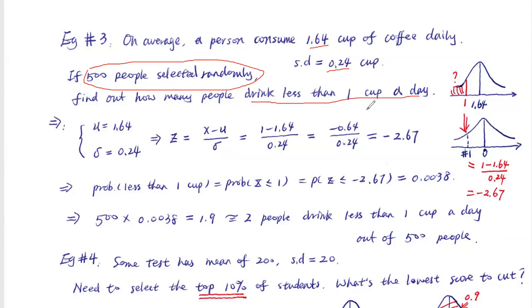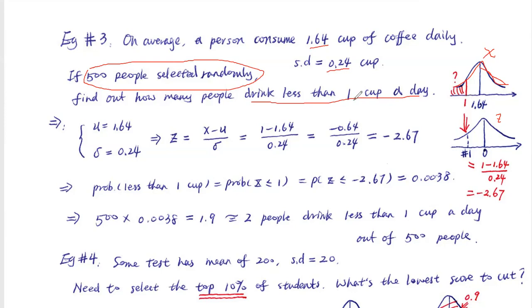So remember, whenever we deal with this probability question, always draw 2 bell-shaped curves, okay? Always draw that. This one is what we call X, and this one is what we call Z, standard. This X is not standard because the center is 1.64 cups, so we have to convert to the corresponding standard curve.